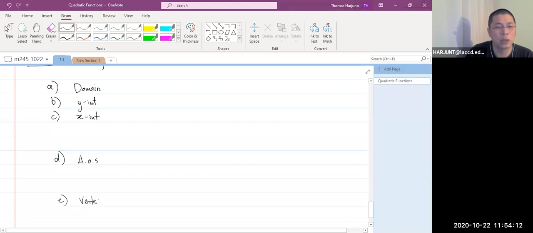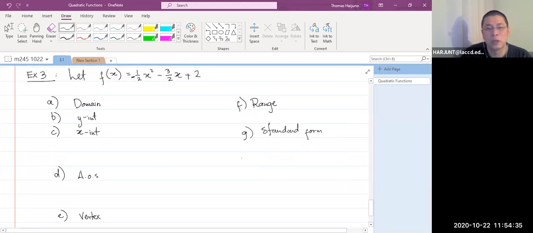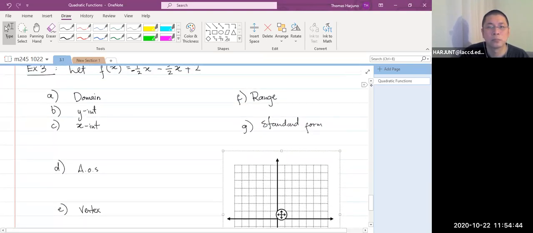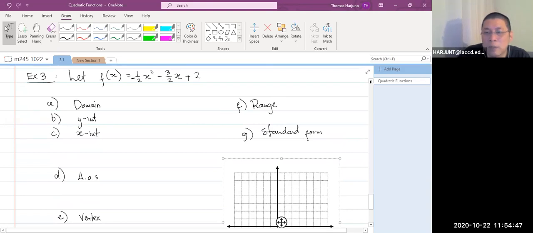But once you are done with the axis of symmetry and vertex, you are actually ready to do part F, which is the range. That's very quick. And the standard form. That's the function. And then finally, I would like to graph it. Okay, let me give you maybe 6 minutes from now. Right now it's 11:54, so 6 minutes, at 12 o'clock. Okay, please do that.